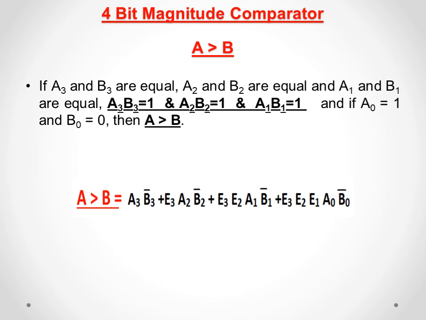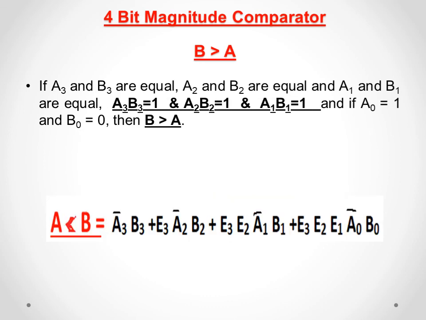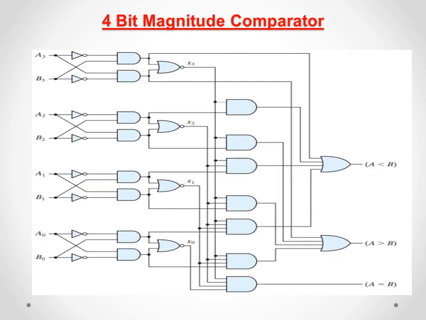The A greater than B expression is A3 B3 bar plus E3 A2 B2 bar plus E3 E2 A1 B1 bar plus E3 E2 E1 A0 B0 bar. Now A less than B: the expression is A3 bar B3 plus E3 A2 bar B2 plus E3 E2 A1 bar B1 plus E3 E2 E1 A0 bar B0. This is the logic diagram for the 4-bit magnitude comparator with 3 outputs: A less than B, A greater than B and A equal to B.